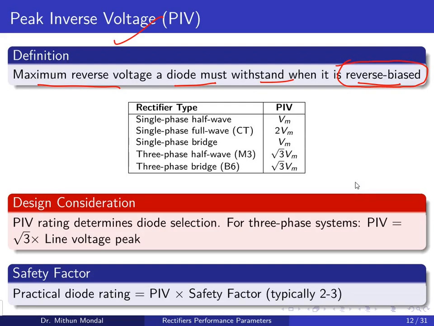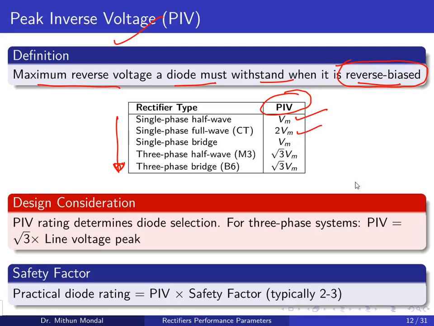The peak inverse voltage is the maximum reverse voltage a diode must withstand when it is reverse biased. So when the diode is reverse biased, how much voltage does it have to withstand? That we need to determine. If we compare the peak inverse voltage of the different configurations, root 3 times Vm is the one taken by the three phase configurations, whether half wave or bridge. For the other diode configurations, whether half wave or otherwise, Vm, the maximum voltage, is the peak inverse voltage.